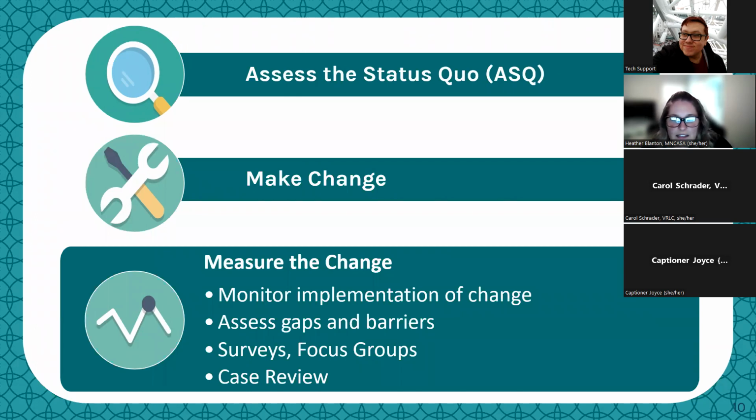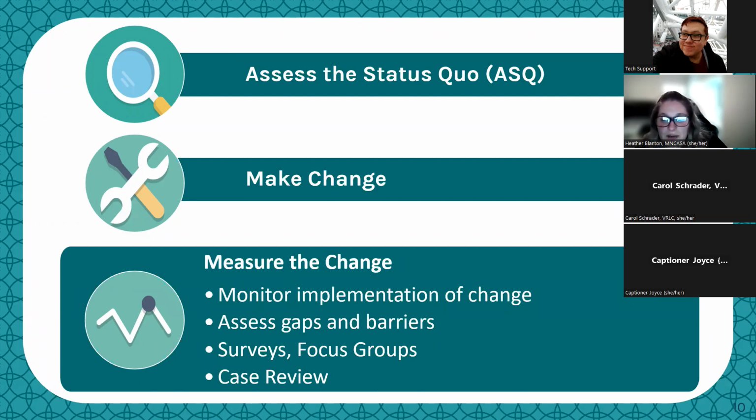The third phase is measure the change. This phase is vital to the change process, and it's also one of the phases that gets neglected a lot of the time. For those of you who may find the evaluation process fun or interesting, this is the stage where you get to look at how the changes are working. For example, once you put a new protocol in place, you're going to want to know if it's working the way that it's supposed to, right?